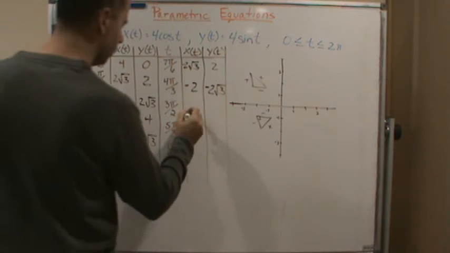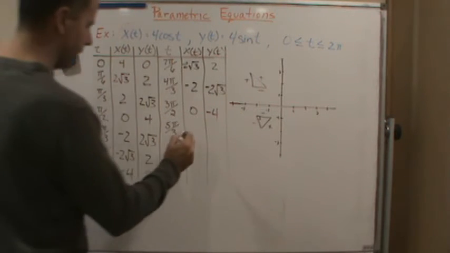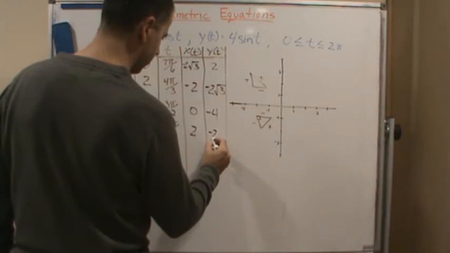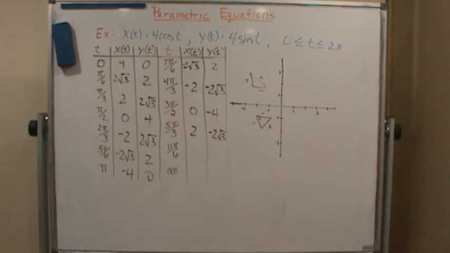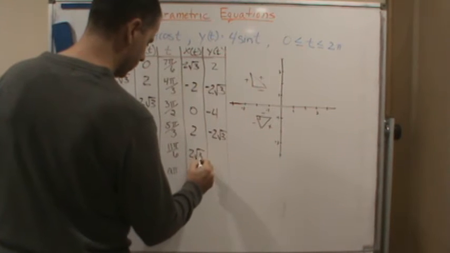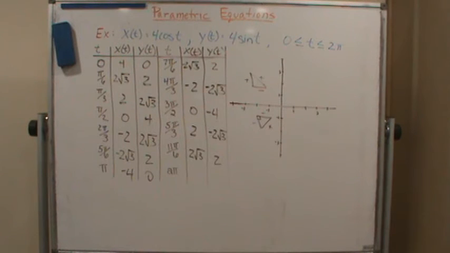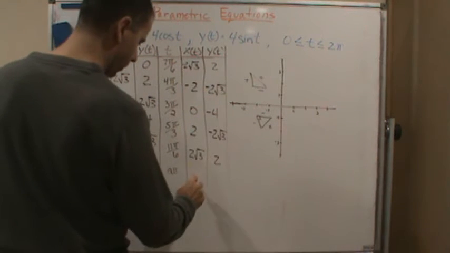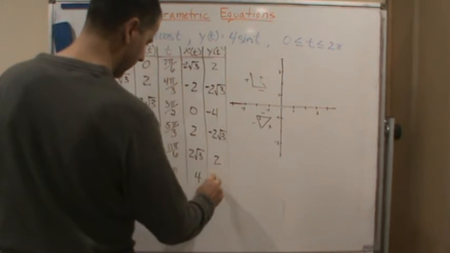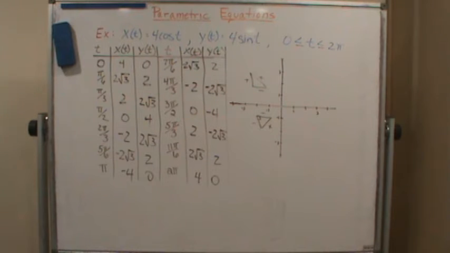Next one we get 0 and -4. And the next one we get 2 and -2 times the square root of 3. And then we get 2 times the square root of 3 and 2. And then at 2 pi, we start over at 4 and 0. Okay? And then it repeats itself.